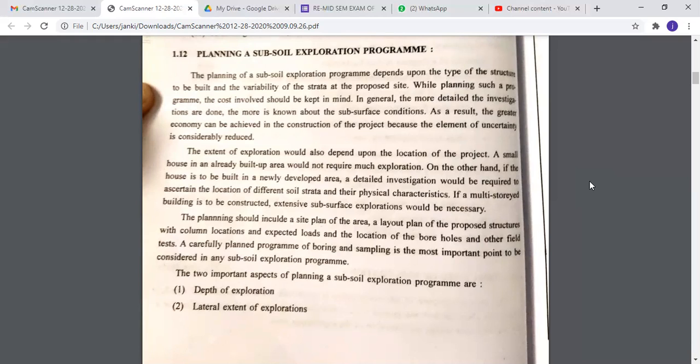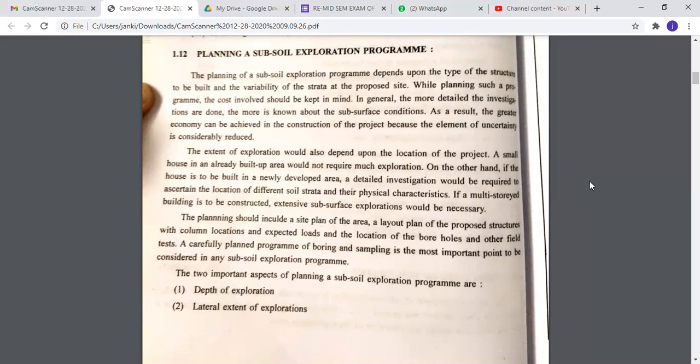In general, the more is known about the subsurface conditions, the more detailed investigations are done. As a result, great economy can be achieved in the construction of the project because the element of uncertainty is considerably reduced. The extent of the exploration also depends on the location of the project.